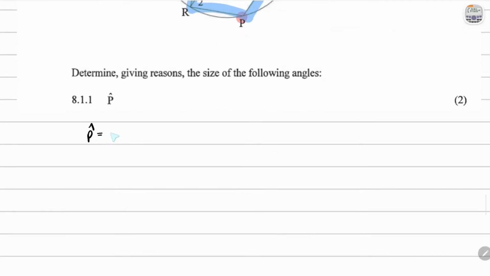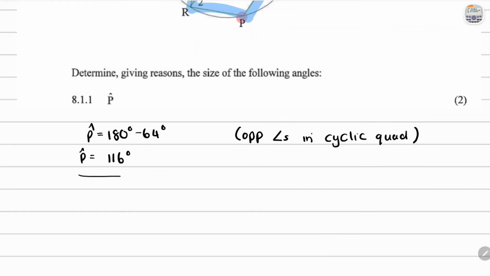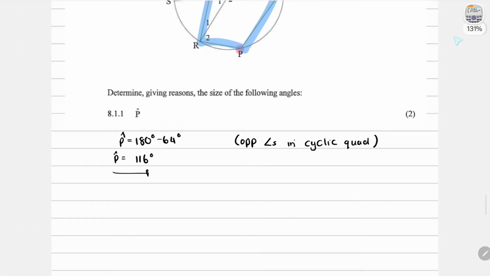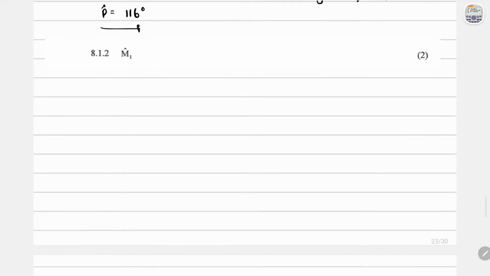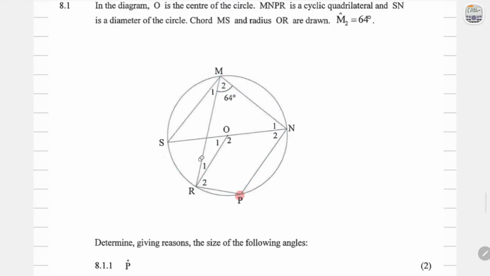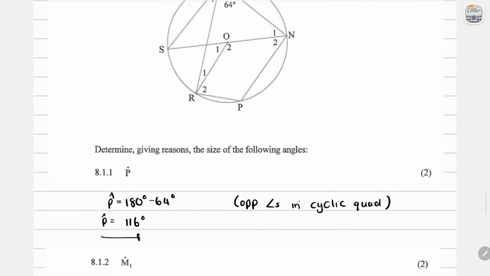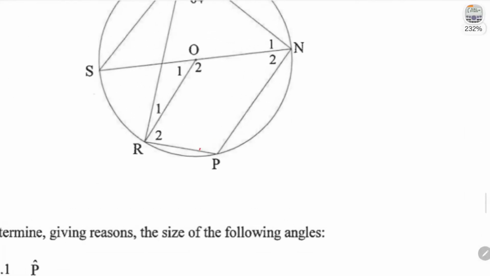So angle P will be found by saying 180 degrees minus 64 degrees. And of course, we will put down our reason. And this is equal to 116 degrees. And that is our answer. Question 8.1.2 says we need to find the size of angle M1. So once we find an angle, it's best to put it down because it will probably help you with the next question. So this is 116 degrees.